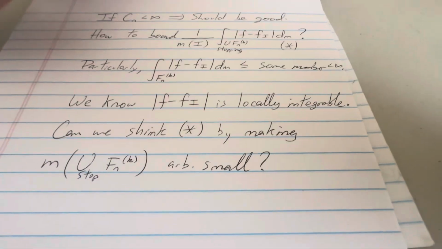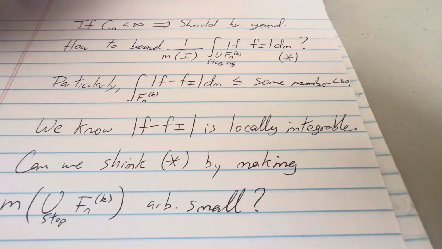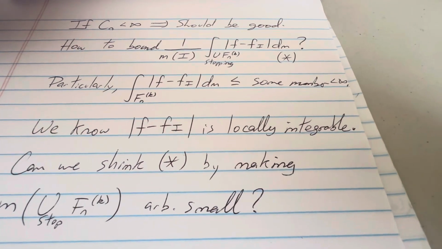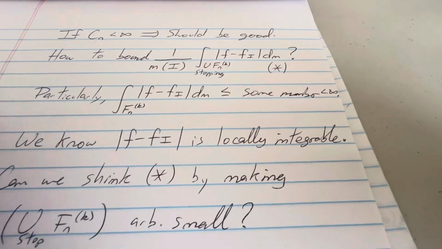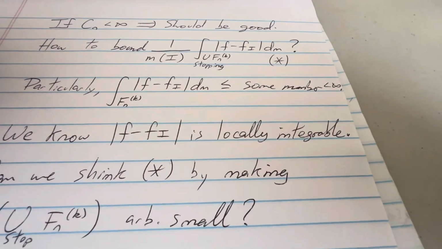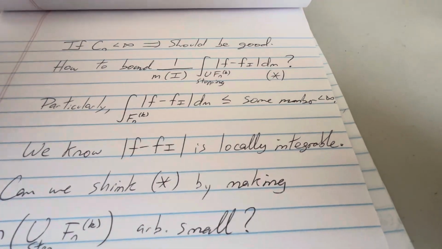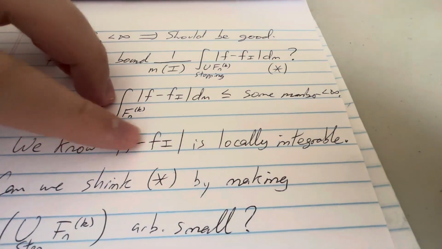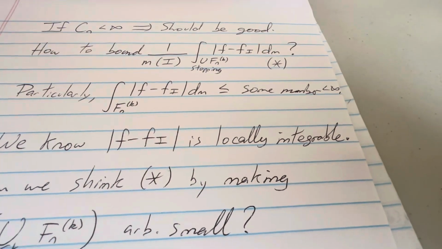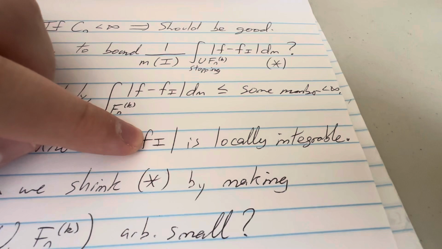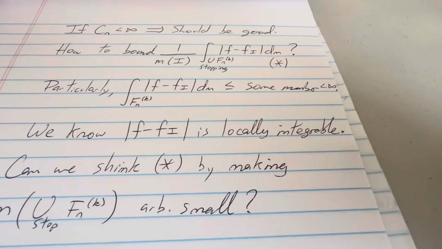Well, I tried to repeat an argument that showed up in John Nirenberg, but it just wasn't happening. I don't think the argument really works that shows up there. But the idea is this. I know this much at least. I know that f minus f_I is locally integrable, because I know f is locally integrable. So if I subtract f_I, whatever this average value is, it should still be locally integrable.